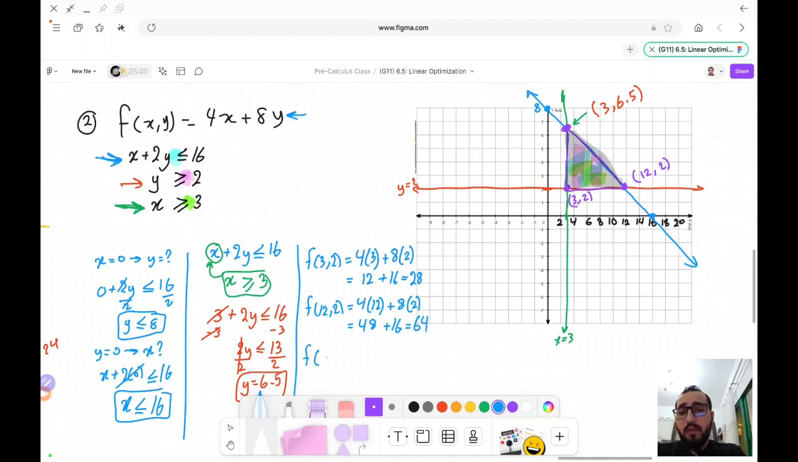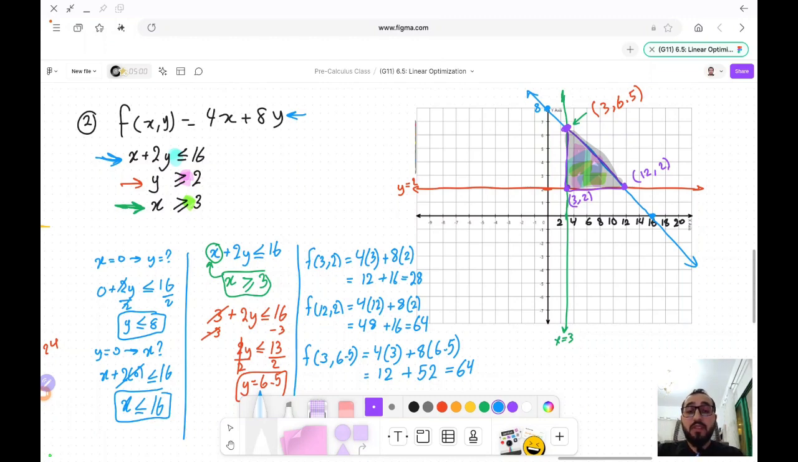Now the next one is 3 and 6.5. Now let's substitute the points here. 3, 6.5, 4 times 3 plus 8 times 6.5. 4 times 3 is equal to 12, plus 8 times 6.5 is 52. Now 52 plus 12 is equal to 64.